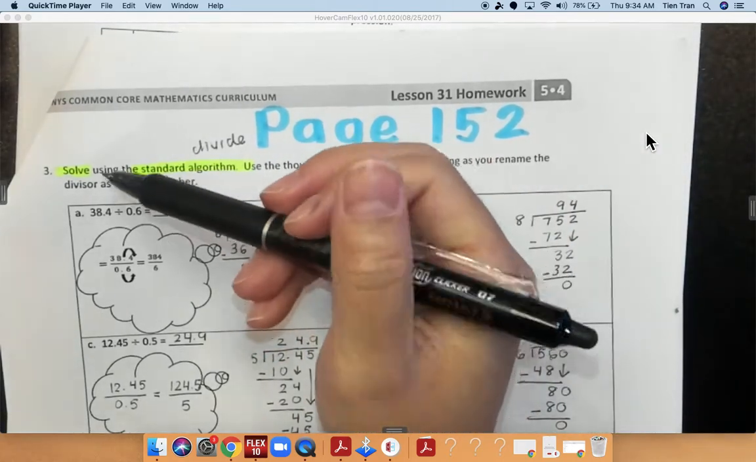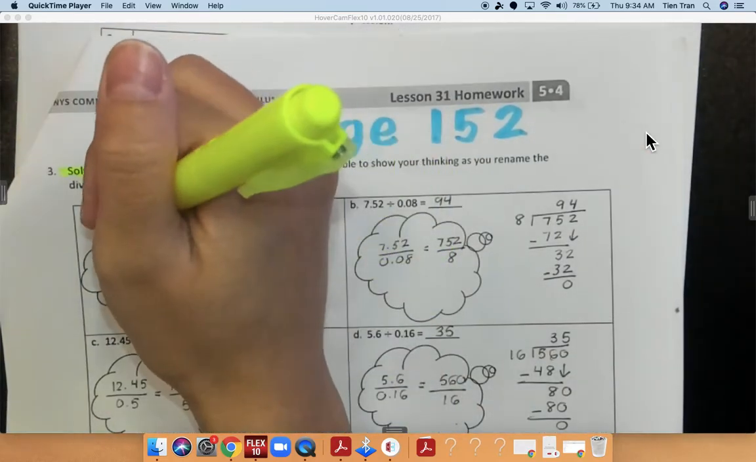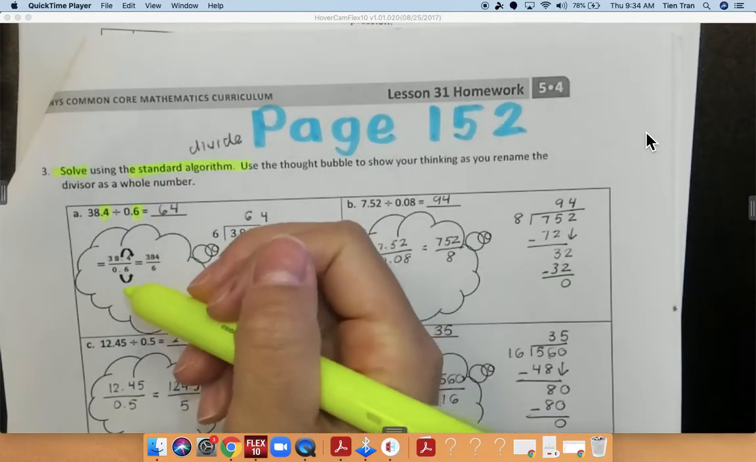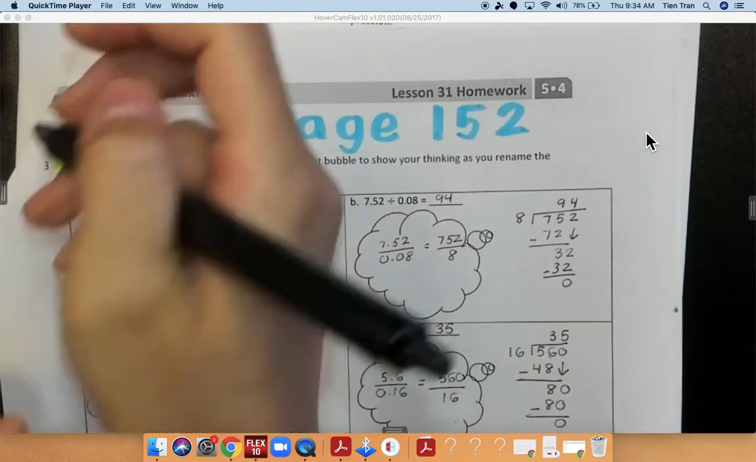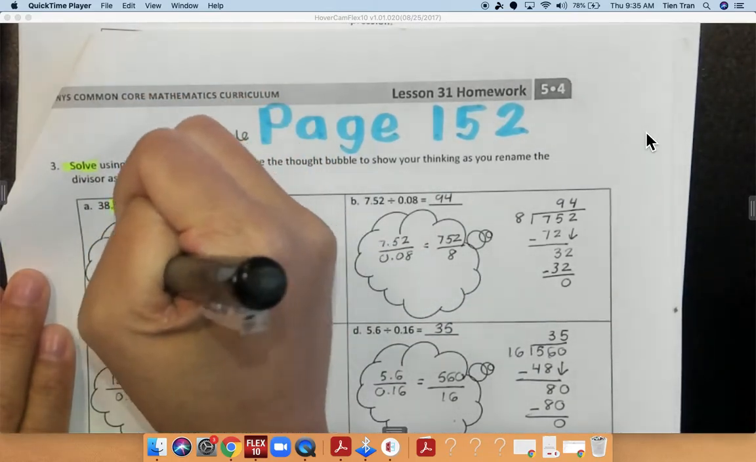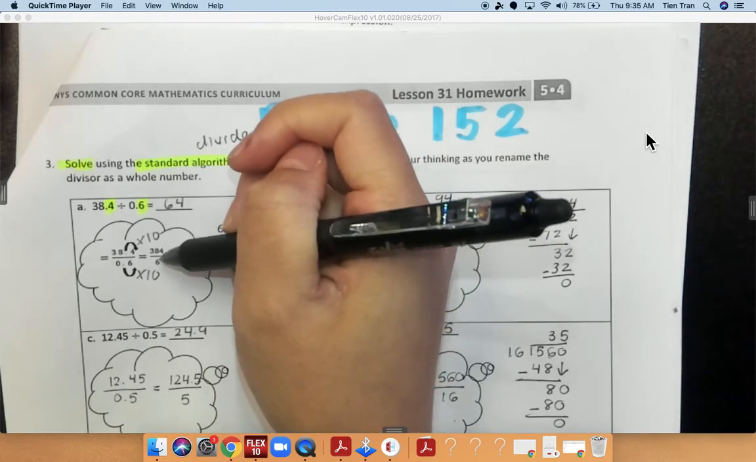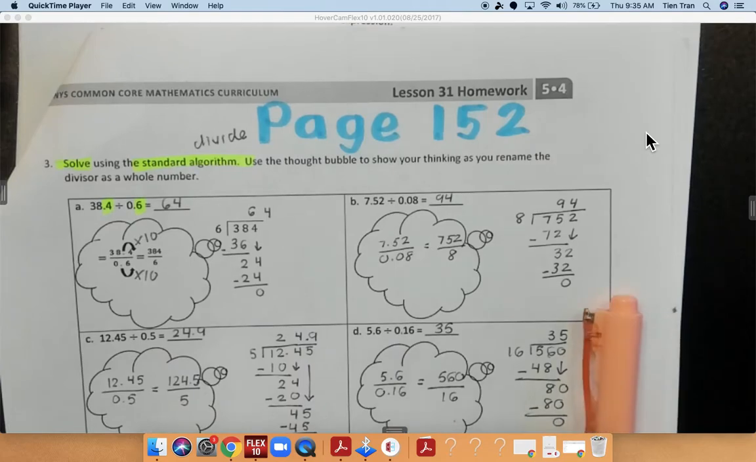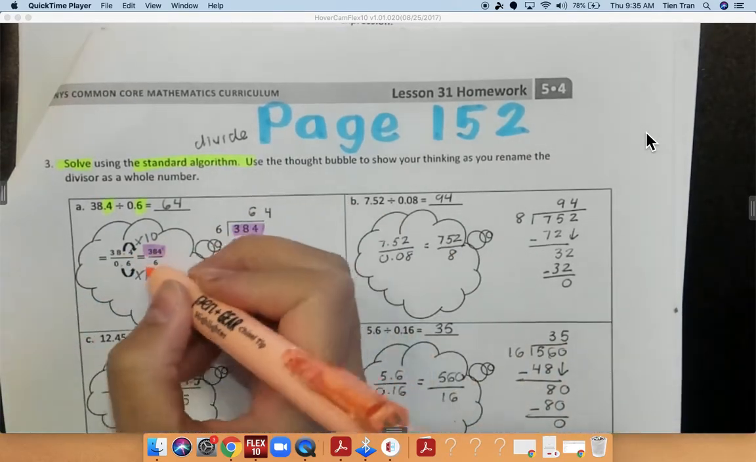So right here we have 38 and 4 tenths. Notice that this is in the tenths place, and the 6 is also in the tenths place. So that means that I am multiplying both of them in the tenths. So I'm going to write right here times 10 times 10 so that you know. And when you do that, you get 384 divided by 6. So 384 is going to be my dividend, and 6 is my divisor.